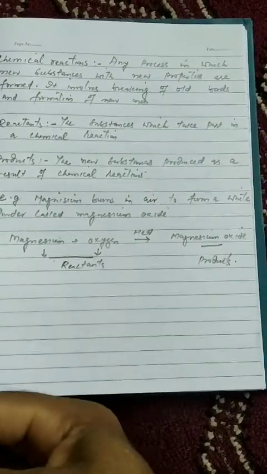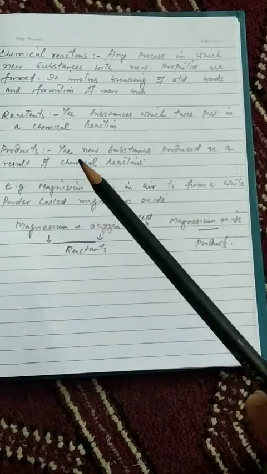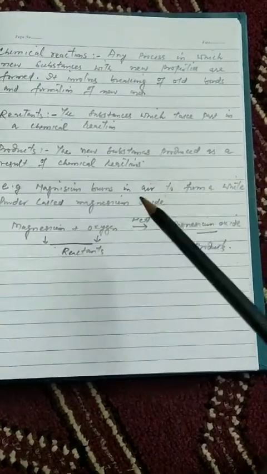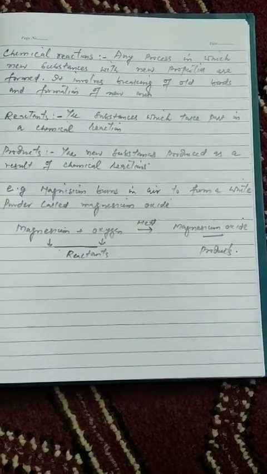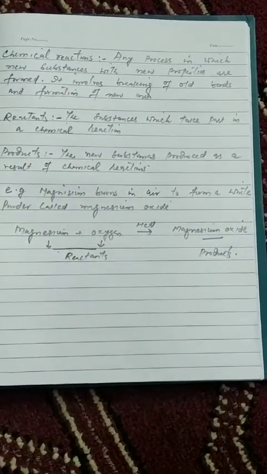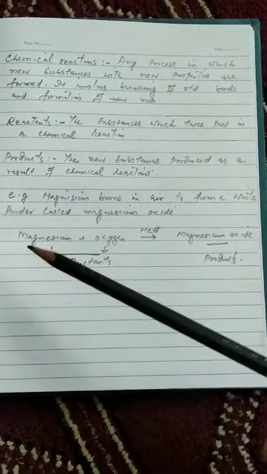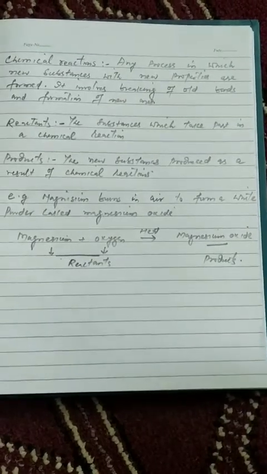I will simply quote a very simple example. Magnesium burns in air to form a white powder called magnesium oxide. We can perform that very experiment where we observe that when magnesium is burnt, it forms a white powder called magnesium oxide. So this burning of magnesium and the formation of magnesium oxide is what we call a chemical reaction.